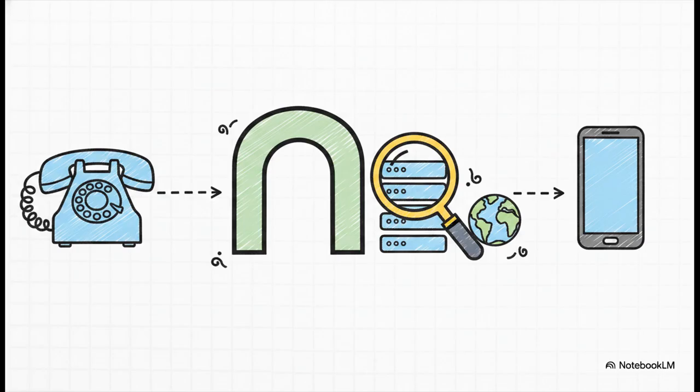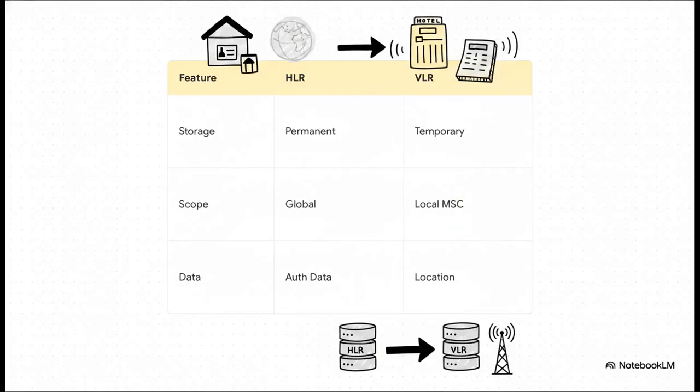The landline hits the GMSC, which then turns around and interrogates the network's databases to figure out exactly where on Earth your mobile device happens to be right now. And it is super fascinating to compare those two databases directly. To route that call we just talked about, the network relies on the HLR and the VLR. Think of the Home Location Register, the HLR, as your permanent home address book. It's a centralized database holding global subscriptions and basic authentication data.